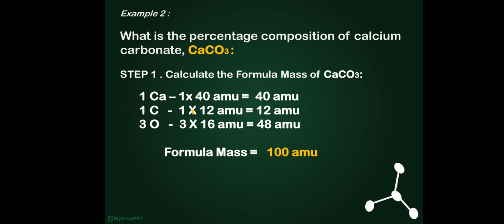Another, the same procedure. 1 times 40 equals 40. 1 times 12 equals 12. 3 times 16 equals 48. So just add all of that, and the formula mass would be 100 atomic mass units.